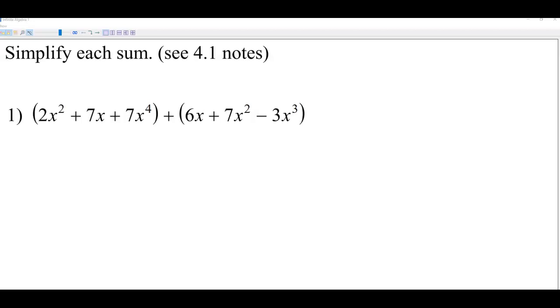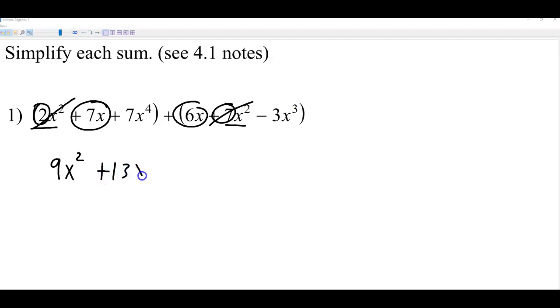Like terms are two terms that have the same variable and exponent, kind of like that 2x squared and that 7x squared there. You can combine those by adding their coefficients together. So 2 and 7 makes 9, and we keep the variable and exponent the same. And we just kind of keep doing that. So we have 7x is like the 6x, and if we combine those, we get 13x. And then finally, we have the 7x to the fourth, which doesn't have a term that's like it on the other side, so we'll just bring it down the way it is.